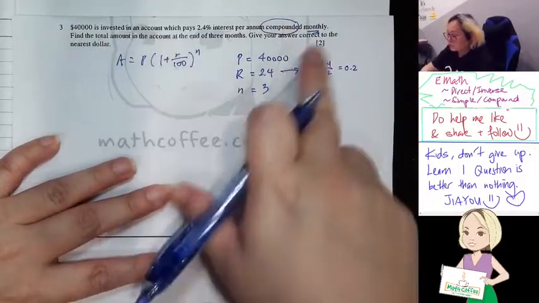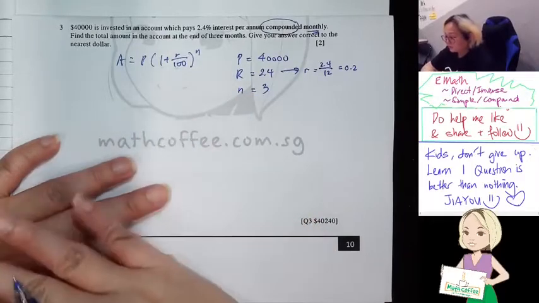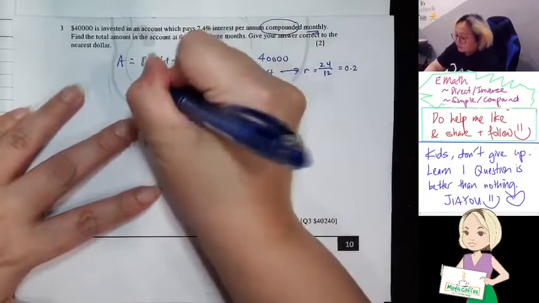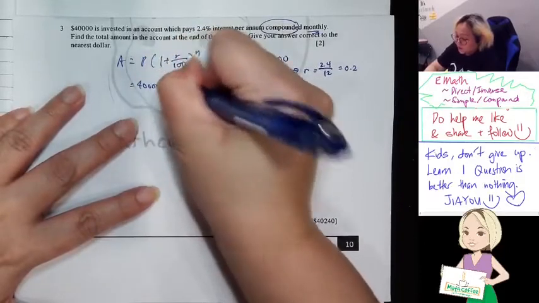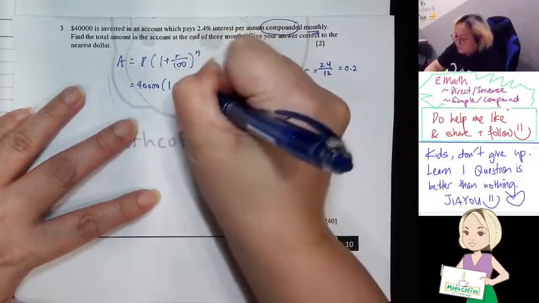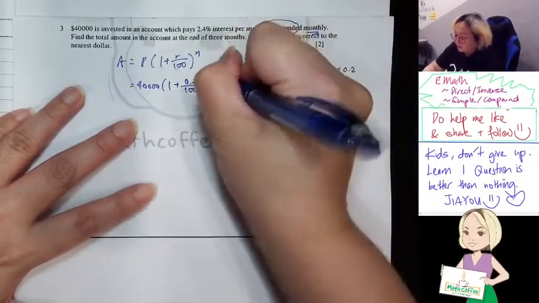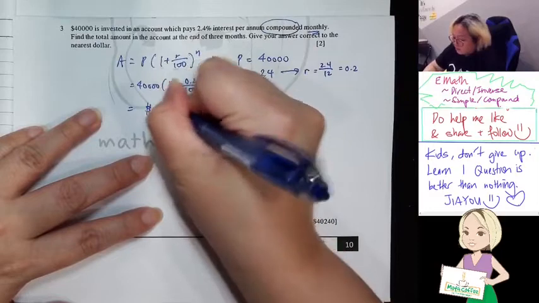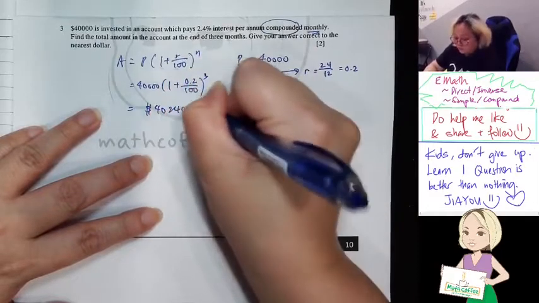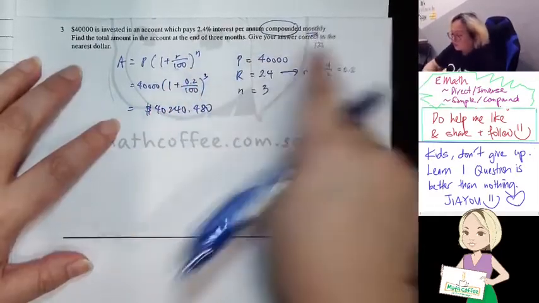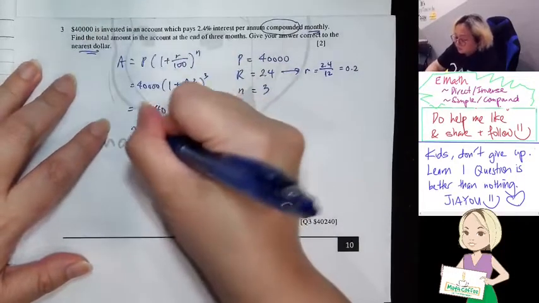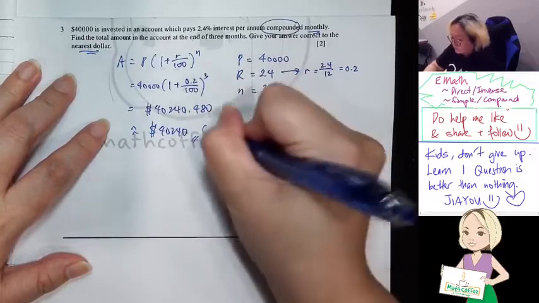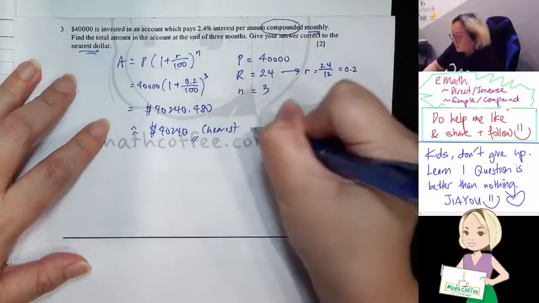So with this, sub in the values. It will be 40,000 times 1 plus 0.2 over 100 to the power of 3. Press the calculator and you will get 40240.480. They say round it off to the nearest dollar, so it will be 40240. This is the nearest dollar.